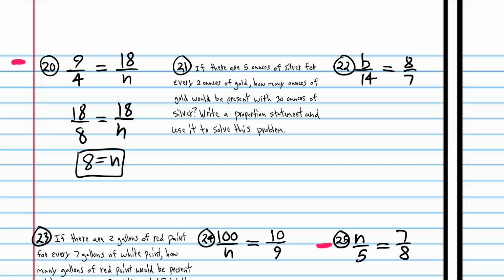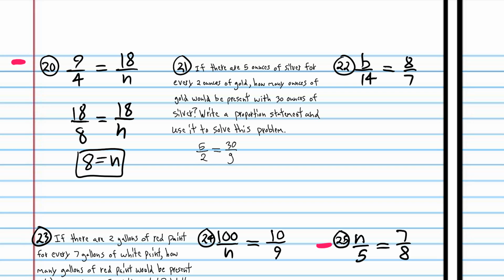All right, we're back. There are 5 ounces of silver for every 2 ounces of gold, and it says how many ounces of gold would be present with 30 ounces of silver. So we'll put 30 there, and we'll put G for gold.